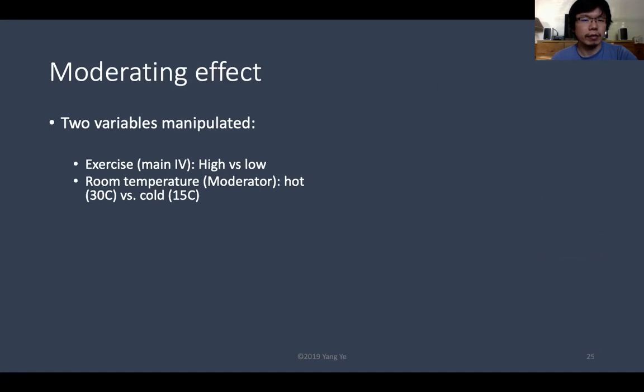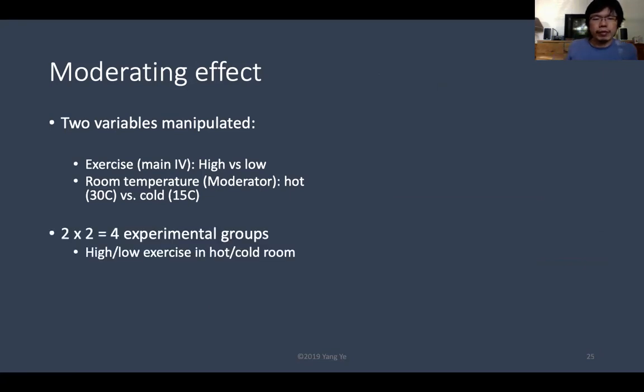So the moderating effect, first of all, there are two variables being manipulated here. One is the exercise, which is our main independent variable that we're interested in. The other is the moderator. Notice that the moderator in this case is being manipulated instead of being measured, as in the case of male versus female in terms of height determining weight. And we have four experimental groups.